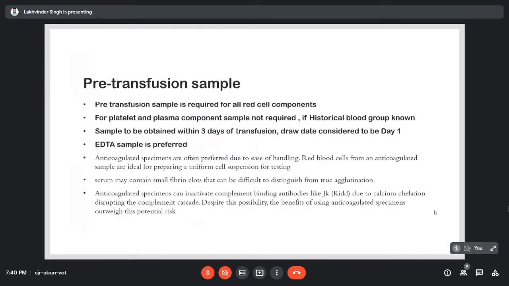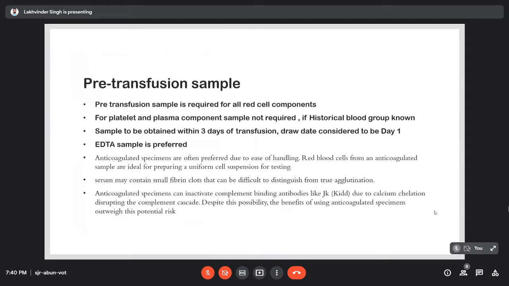So the third thing was the pre-transfusion sample. This is very important because when you take the pre-transfusion sample, if you by mistake mix up the sample, the patient may get the wrong blood transfusion. So the most important and crucial point in the chain, the process I was talking about, is the pre-transfusion sample. Pre-transfusion sample is required for all the red cell components, because for red cell components, compatibility testing, in simple words we call it cross match, is performed.